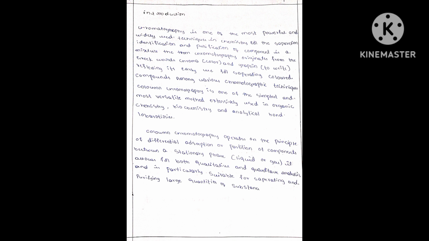Among various chromatographic techniques, column chromatography is one of the simplest and most versatile methods, extensively used in organic chemistry, biochemistry, and analytical laboratories. Column chromatography operates on the principle of differential adsorption or partition of a component between a stationary phase and a mobile phase, liquid or gas. It allows both qualitative and quantitative analysis and is particularly suitable for separating and purifying large quantities of substances.